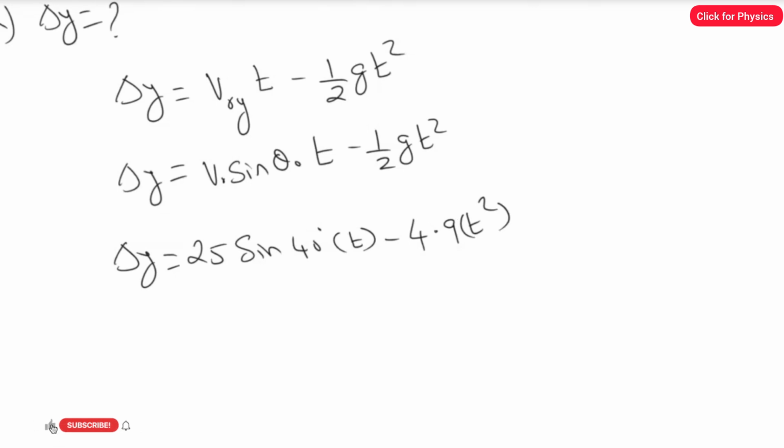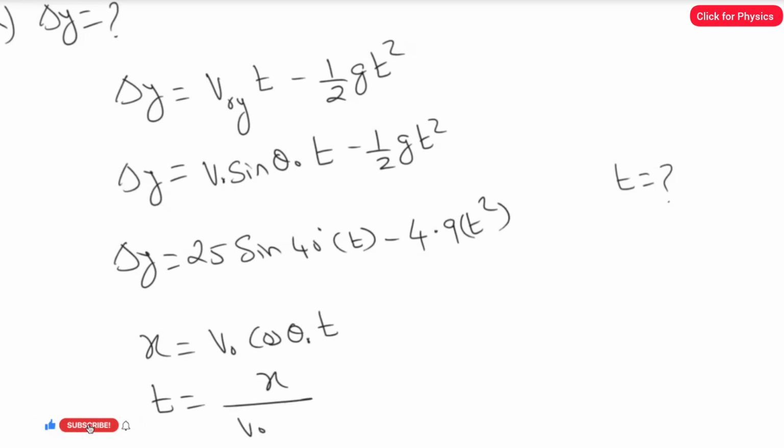Now if you want to get the answer for this delta y, first we have to get the answer for the time. For that, I'm going to use the position equation with respect to the x-axis. What is that equation? The position equation based on the x-axis is x equal to v naught cosine theta naught multiplied by t. I'm going to rearrange this equation in terms of t. So t equals x divided by v naught cosine theta naught.